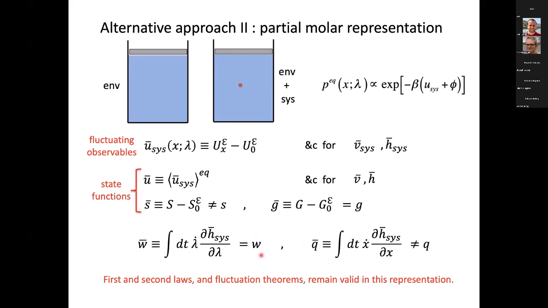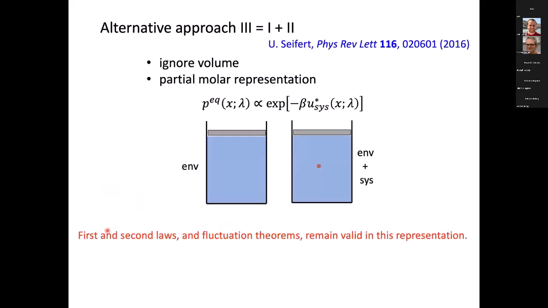It turns out that, and this is a little bit more of an involved calculation, in this case as well, both the first and second laws and the detailed and integral fluctuation theorems remain valid in this representation without the need to introduce any kind of correction terms. And these results are not just exactly the old results rewritten in terms of newly defined quantities. These are new results that are obtained for those quantities.